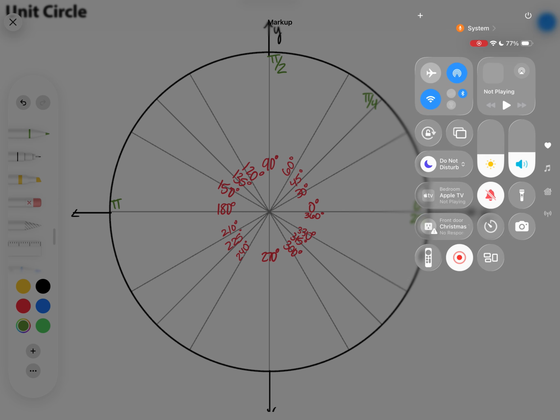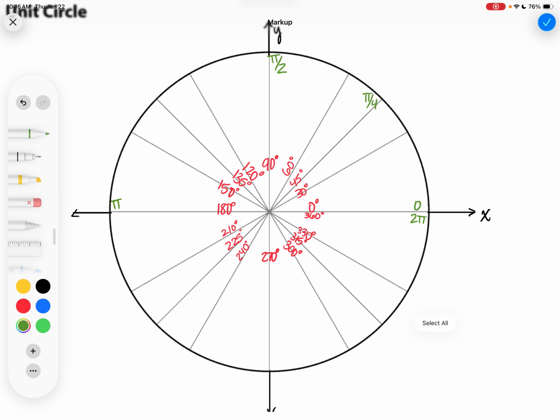Let's see if I can turn this brightness down a little bit. We're going to get there. Give her some time, Jenna. I'm just doing these ones first, and then I'll go back and finish doing that.